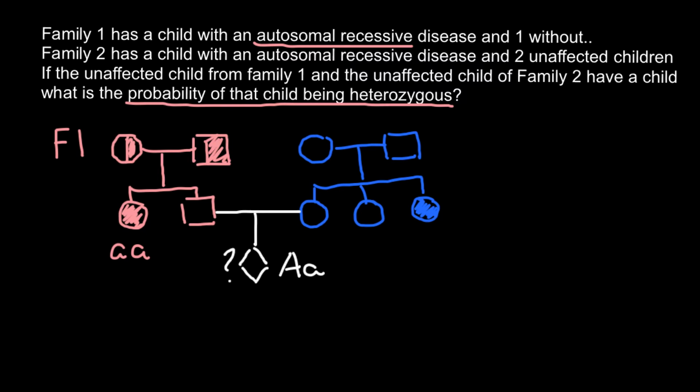In our problem, it's not said that either of her parents is affected with this genetic disorder, so we have to think that her parents are heterozygous, phenotypically normal, but carriers. So the genotype would be capital A, small a. Now we know that the phenotype of this male is normal, but the genotype can be homozygous dominant or heterozygous. So what is the probability? Let's find out. We know that both parents are heterozygous.